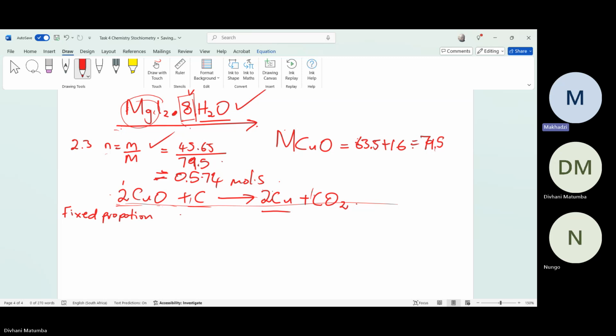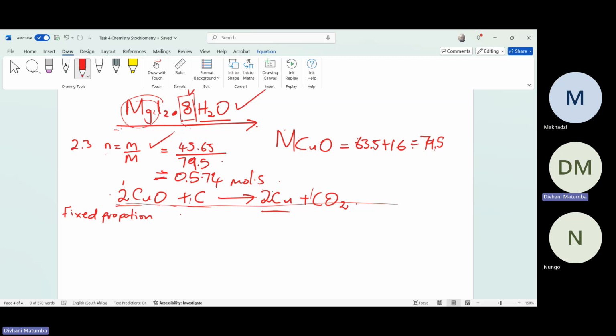So can you please repeat that? The law of fixed proportion states that each and every time 2 moles of copper oxide will react with 1 mole of carbon to give you 2 moles of copper plus 1 mole of carbon dioxide. That is the law of definite proportion or the law of fixed proportion. Makadze, are you following? Yes, sir.